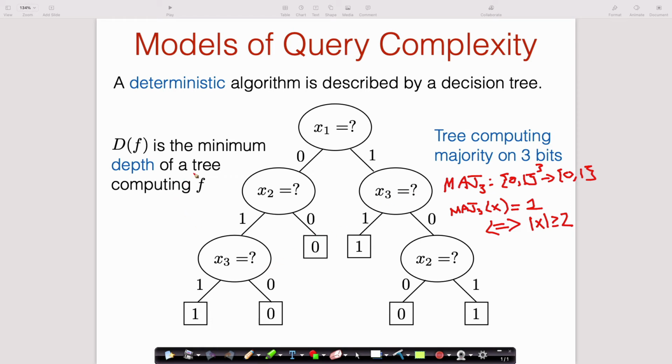And the complexity of this algorithm is just the depth of this tree. In this case, the depth of this tree is 3. So the longest length of a path from the root to a leaf is 3, and that corresponds to the number of queries that you make on the worst case input x. So that is our measure of complexity of a deterministic query algorithm: how many queries you make on the worst case x. So in this case, the query complexity of this algorithm is 3.